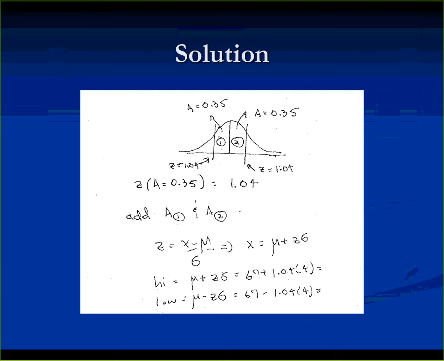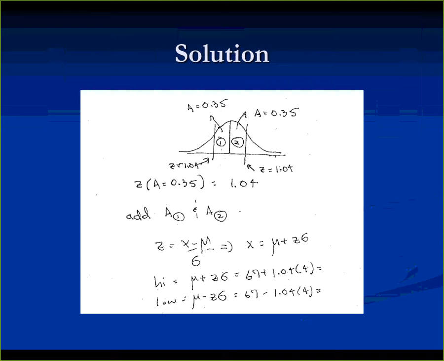If I rearrange my equation to solve for x, my high value is going to be the mean, 67, plus 1.04. I have a positive z value to the right of the mean, so it's plus 1.04 times the standard deviation of 4, and you get, I don't know, whatever that is.